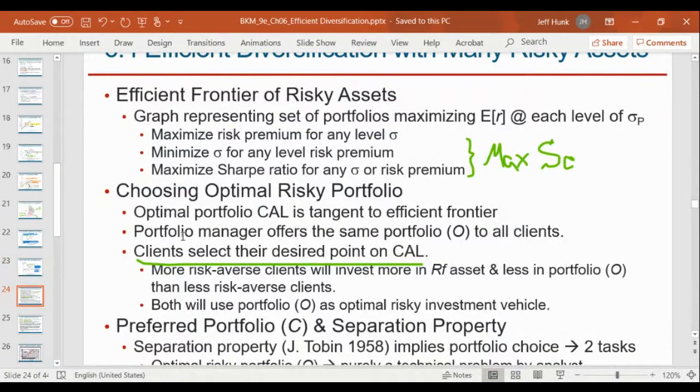I'm not going to go over this again. Efficient, meaning it gives you the maximum Sharpe ratio for the complete portfolio. And the complete portfolio consists of the optimal risky portfolio and risk-free assets. The optimal portfolio's capital allocation line is tangent to the efficient frontier. We already know that. A portfolio manager offers the same portfolio to all clients.